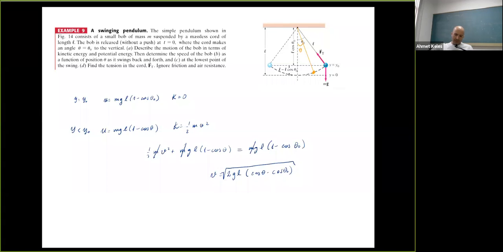So the speed of the bob as a function of theta as it swings back and forth, and at the lowest point of the swing, okay, so this is B, C at lowest point, theta is equal to what? Theta is equal to 0. Then cosine theta is equal to 1. Then v is equal to the square root of 2gL times 1 minus cosine theta 0. Okay.